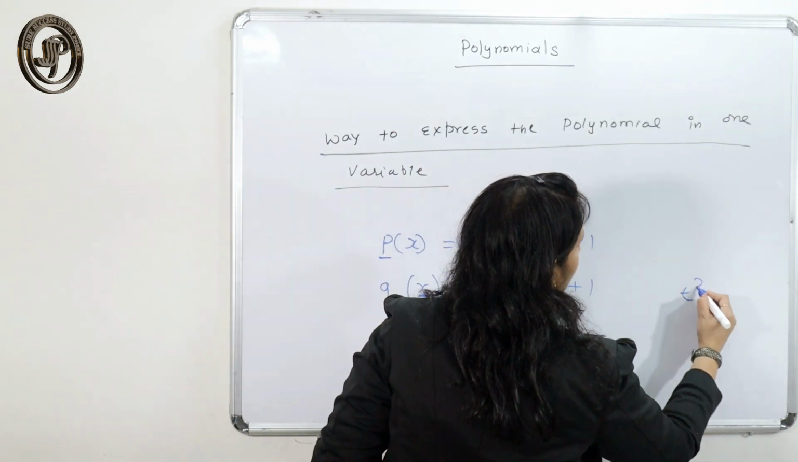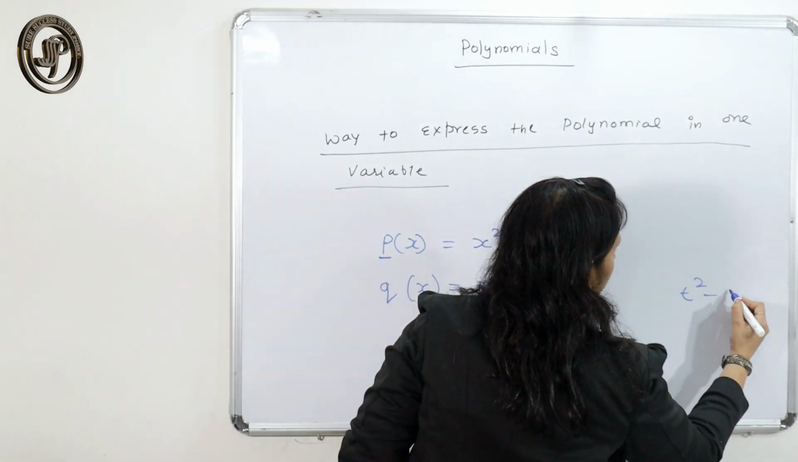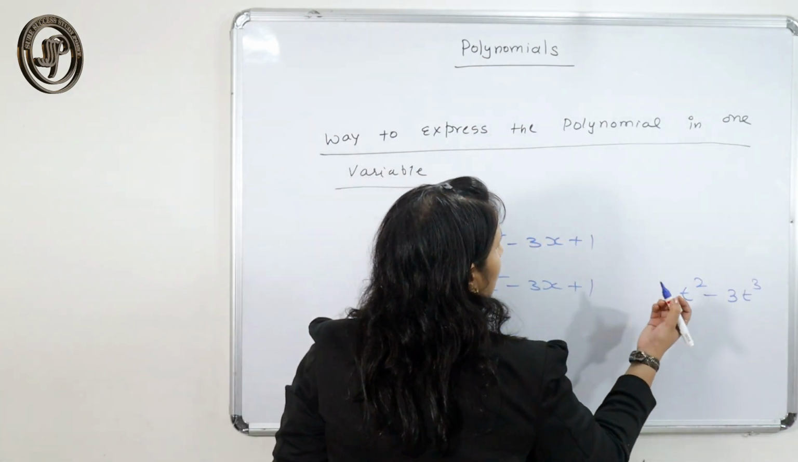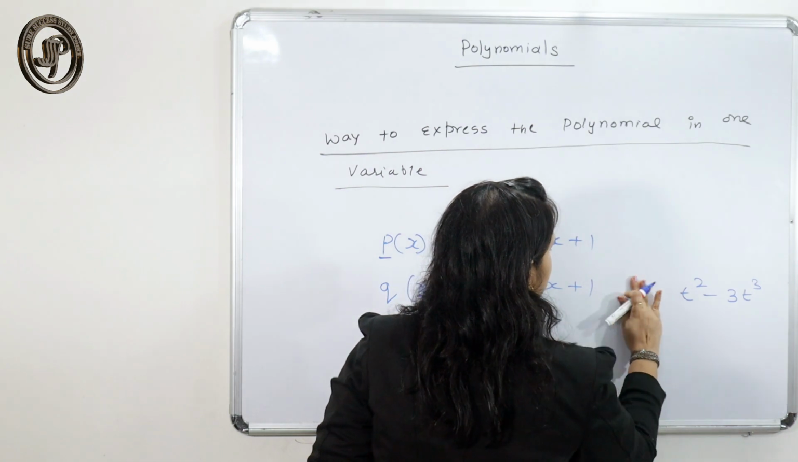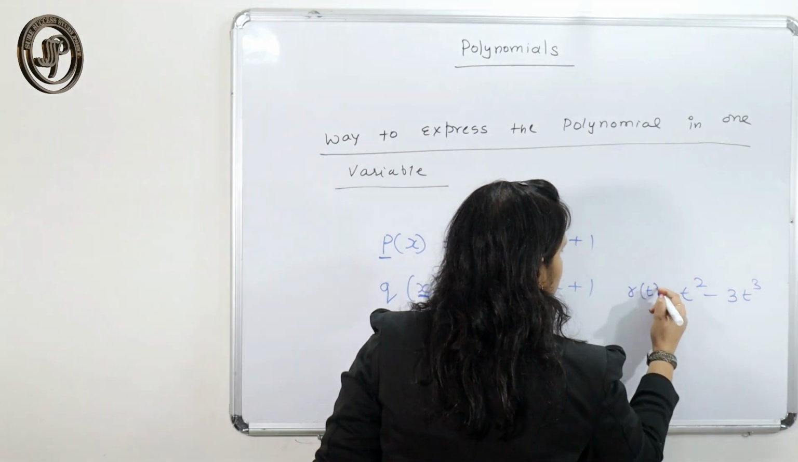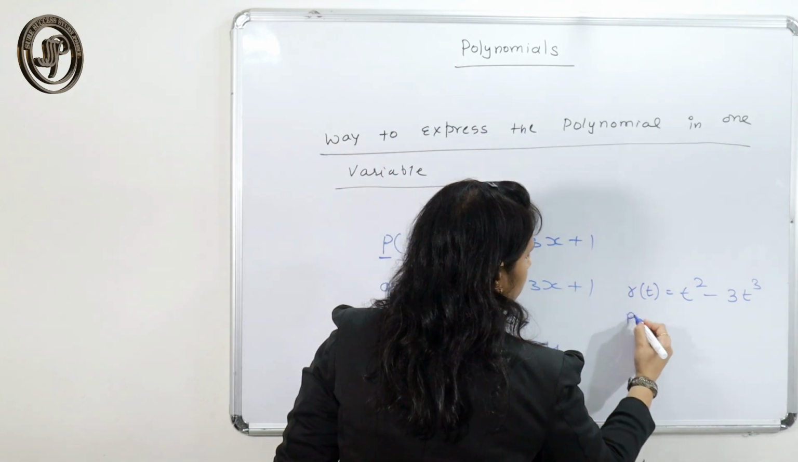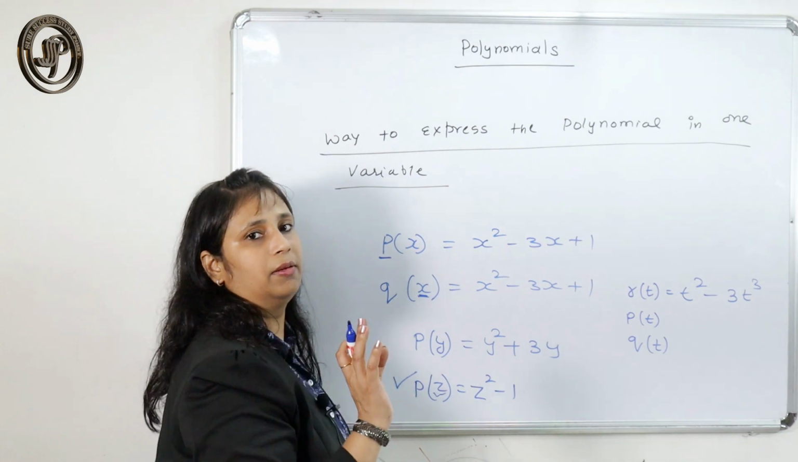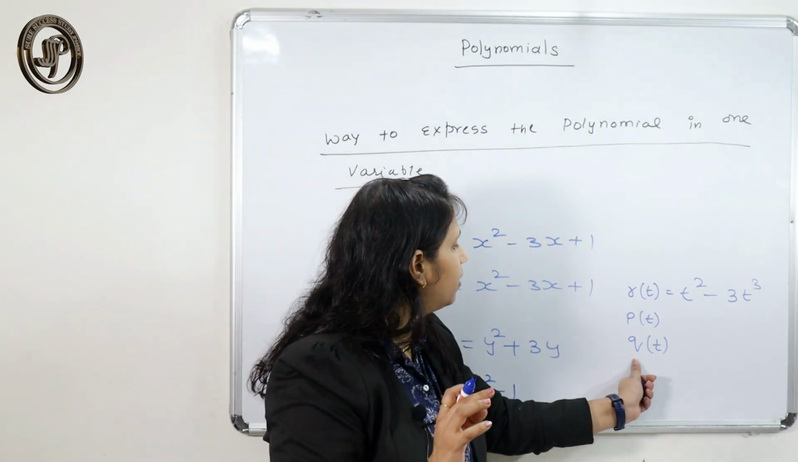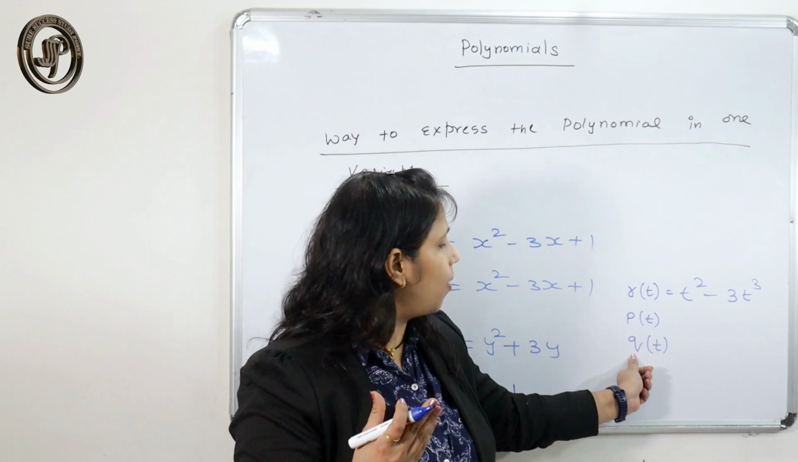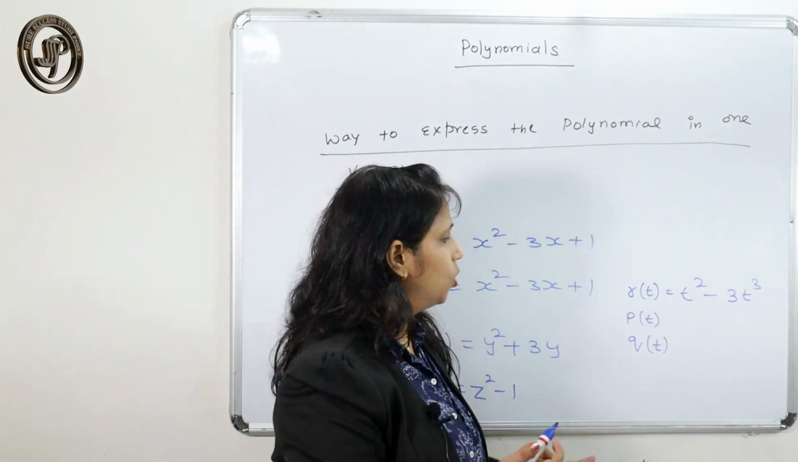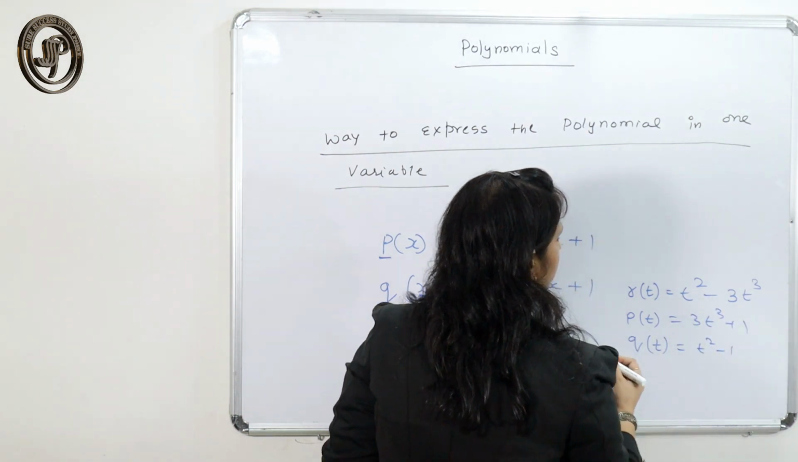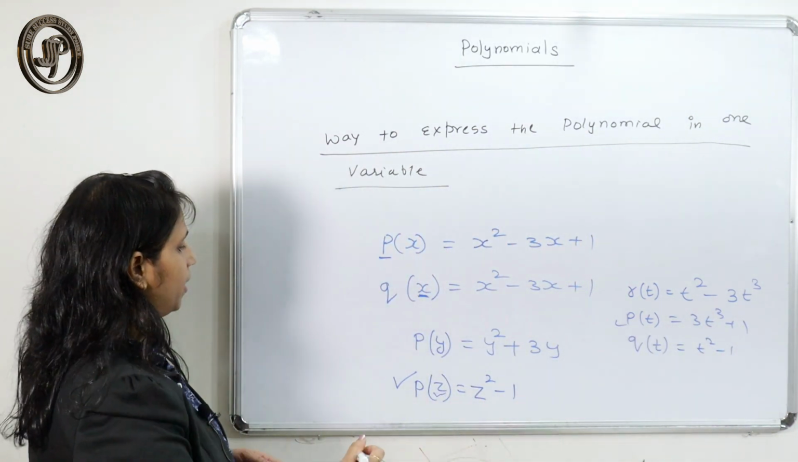Suppose I have a polynomial t square minus 3t cube. How can I express this? I can express this as r(t), or even as p(t) or q(t). This letter doesn't signify anything. It signifies that you are considering that polynomial in a variable t, a polynomial with variable t only.